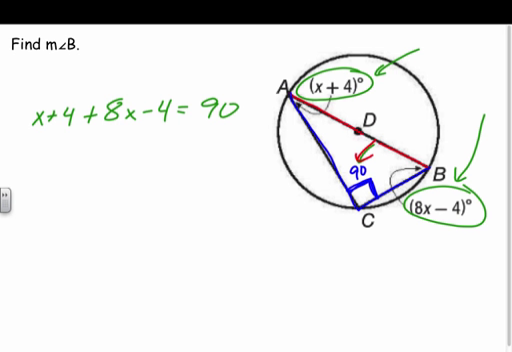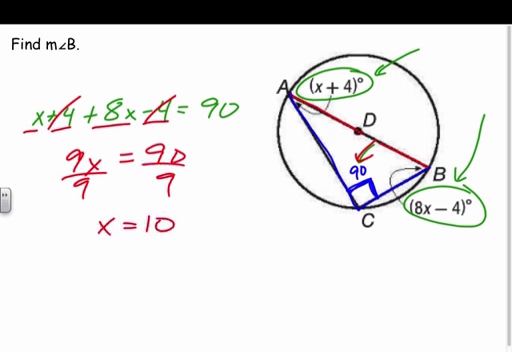And then it's just our algebra. So x plus 8x is 9x. 4 minus 4 is 0, so I can just get rid of that. Equals 90, so these two canceled. And divide by 9. So x equals 10. And what did it ask for? Angle B. And where is angle B at? Right down here. So I'm using this guy.